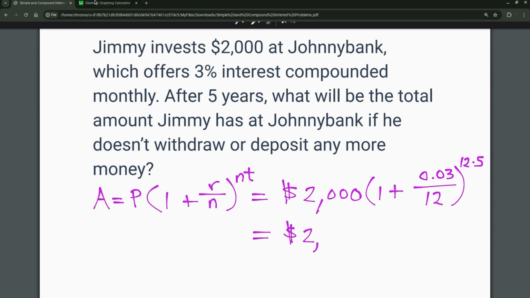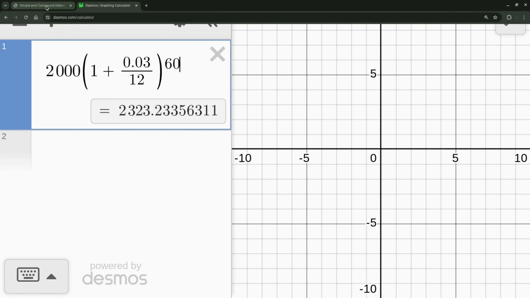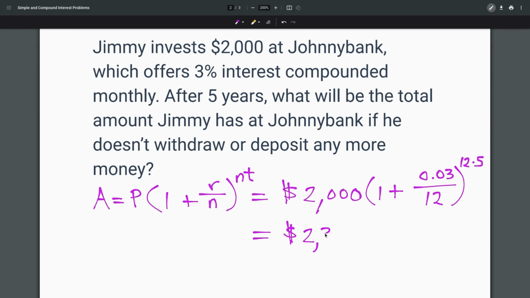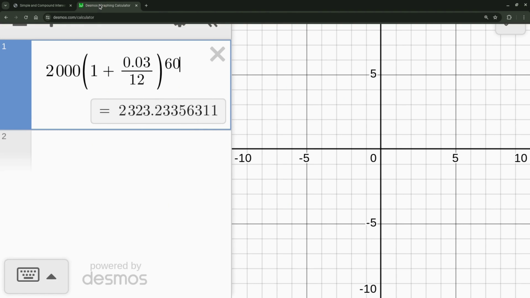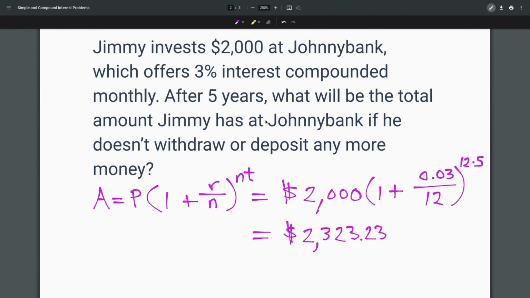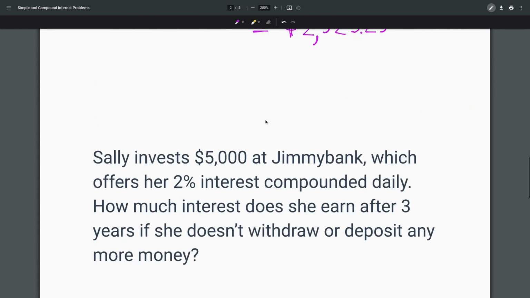Let's see, what was it? 2,323 point, I believe, 23 cents. Let's just check that. Yep. Okay, cool. All right, let's look at another one.